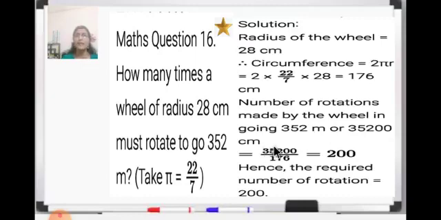Now you have to find out how many times the wheel will rotate. As we have calculated the circumference of the wheel, which is for one rotation, what we'll do is divide this distance by the circumference of the wheel. When you divide these two numbers, you will get the quotient 200. So hence the required number of rotations is equal to 200. Children, this is also an important question. So you need to divide to find out the required number of rotations to go 352 meter.